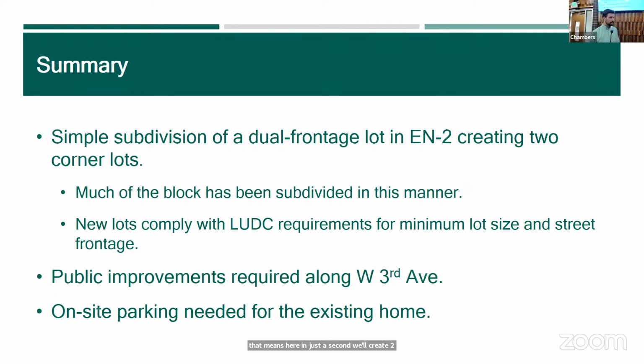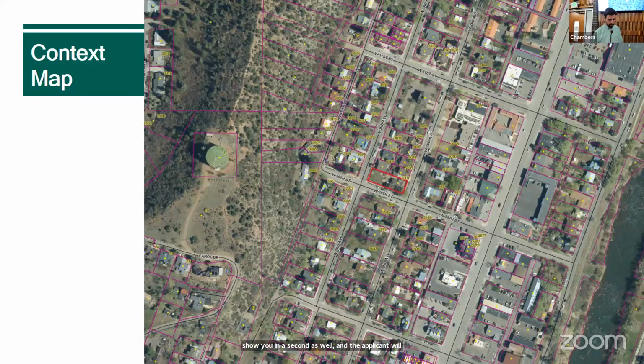Most of the block in this area has already been subdivided in this manner. Both new lots comply with LUDC requirements for minimum lot size and street frontage. There will be a need for some public improvements along West 3rd, which will complete a sidewalk, which I'll show you in a second as well. And the applicant will need to provide on-site parking for the existing home as there is none. There's a context map showing the property outlined in red.